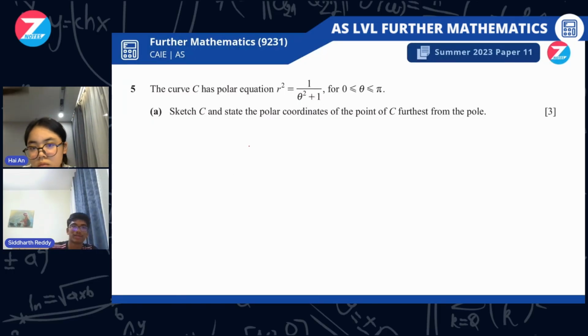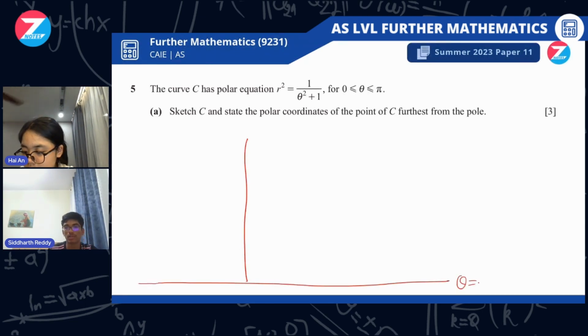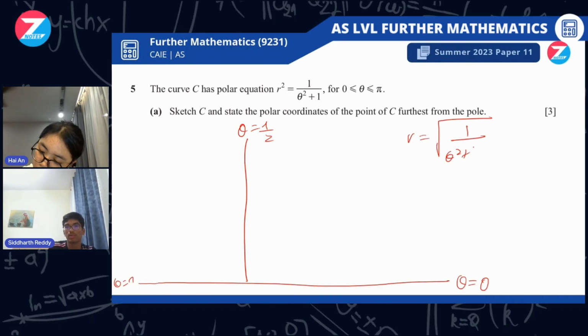So we have the line theta is equal to 0, theta is equal to pi by 2, and theta is equal to pi. You can just plot this graph. We have r is equal to the square root of 1 by theta squared plus 1. So substitute all the values of theta ranging from theta is equal to 0 till theta is equal to pi, and what you get is a kind of graph which looks something like this.